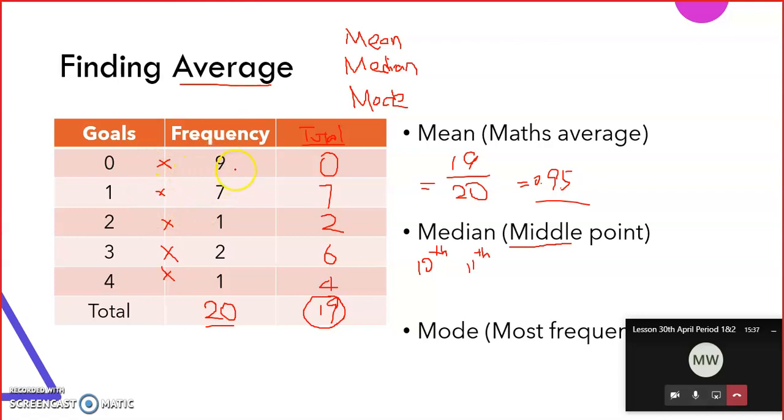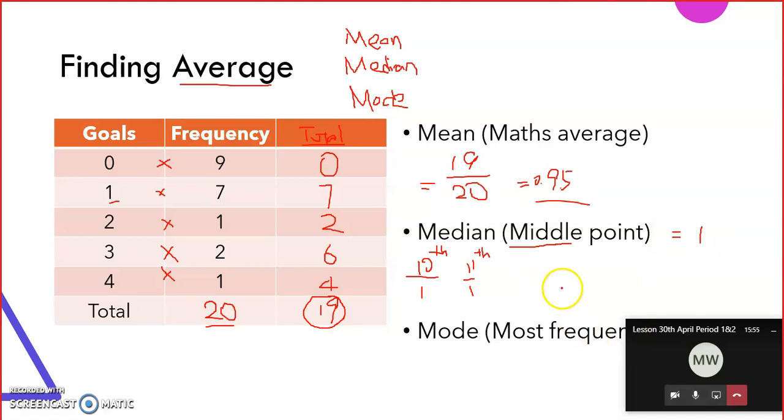We got 9 zeros. So the next number, which is the 10th number, will be 1. And the 11th number will be 1 as well. So if we have a frequency table, we can work backwards and say, okay, the median is going to be precisely 1.